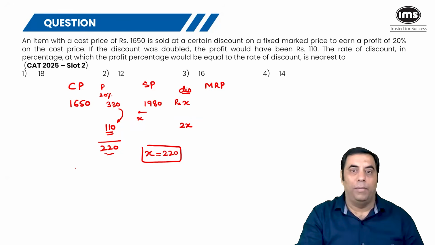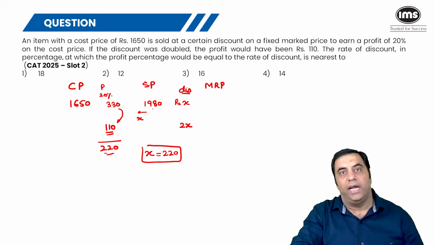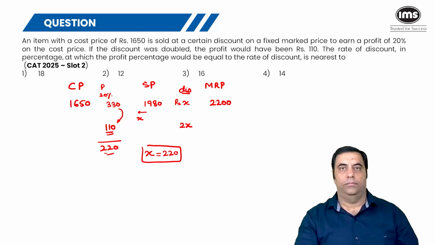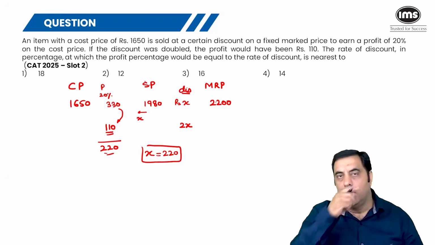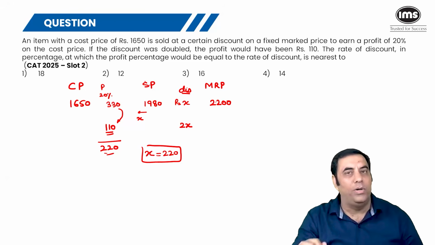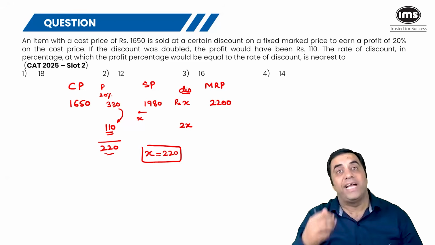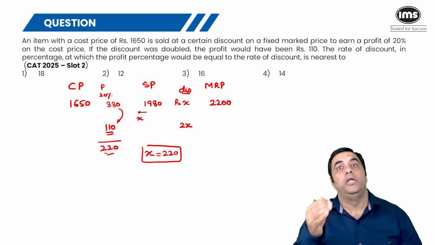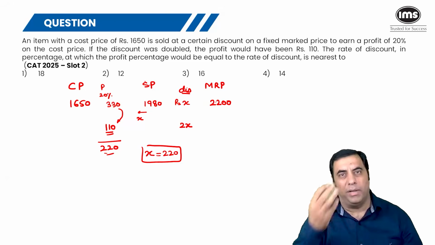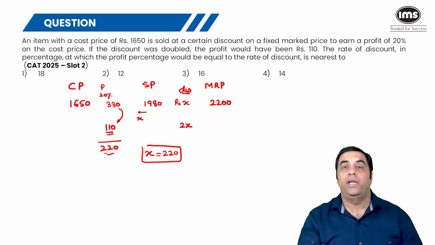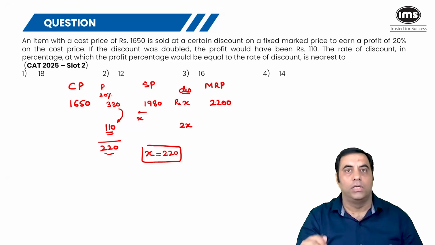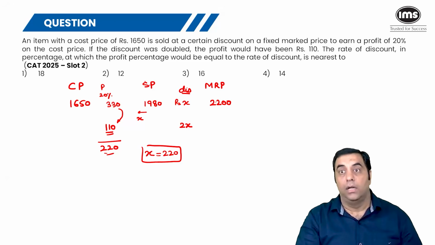That means from 1980, if the discount is 220, I got to know my MRP is going to be 2200. Right? That was very important, because the moment my discount is increased by X rupees further, the impact is that my profit is reduced by 220. It becomes 110 means it is reduced by 220. So that X has to be equal to 220, which gives me that my MRP was 2200. Right. Now look at the question.